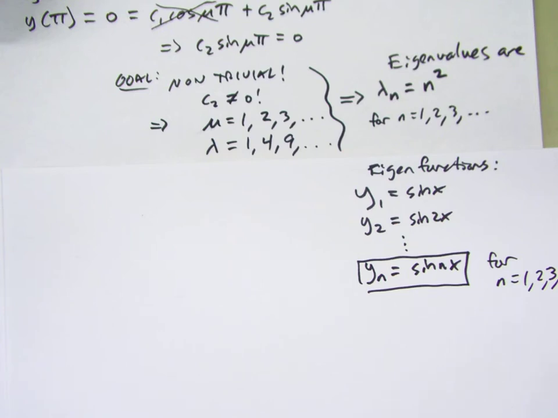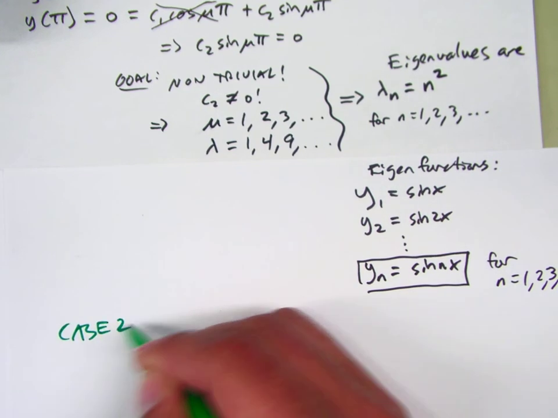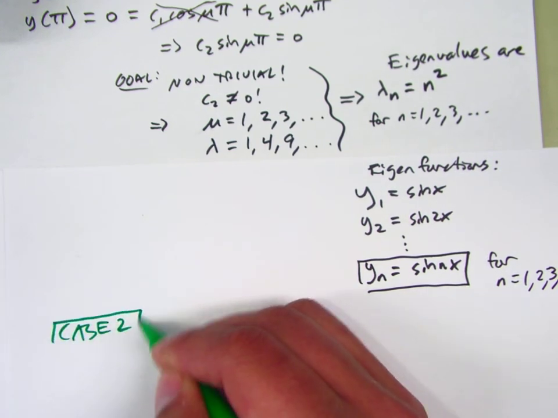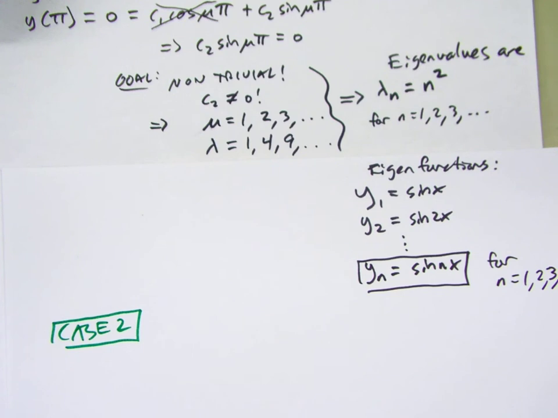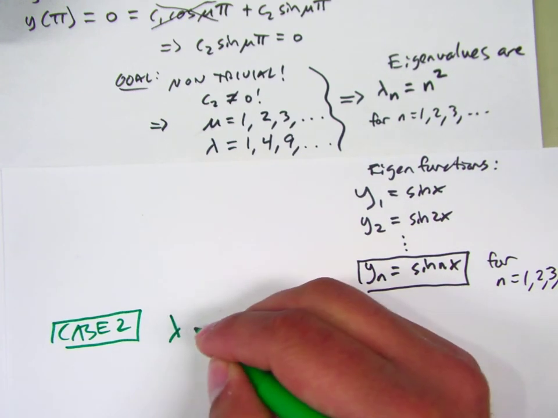Any questions on that? Okay, second case. Let's try to go through this a little quicker so that we can have a few minutes left. Let's go lambda is less than 0.